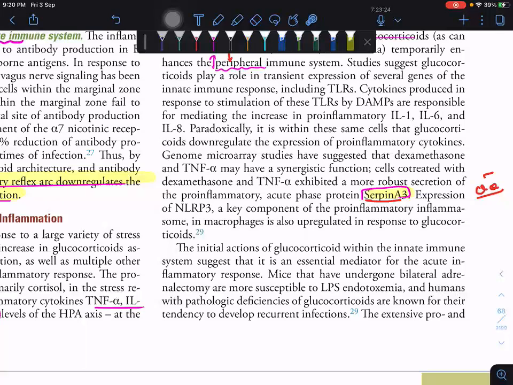So here they're telling about SERPIN-A3. What is SERPIN-A3? Genomic microarray studies have suggested that dexamethasone and TNF alpha may have synergistic function. Cells co-treated with dexamethasone and TNF alpha exhibited a more robust secretion of the pro-inflammatory acute phase protein, that is SERPIN-A3. So if they ask what acute phase protein is involved with the glucocorticoid dexamethasone, it is SERPIN-A3. Okay, remember the term SERPIN-A3.